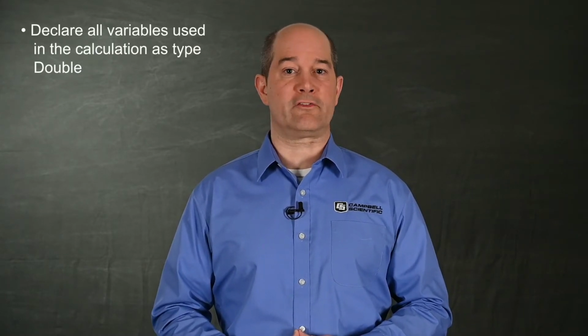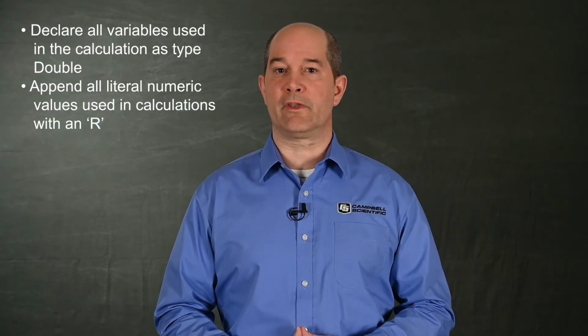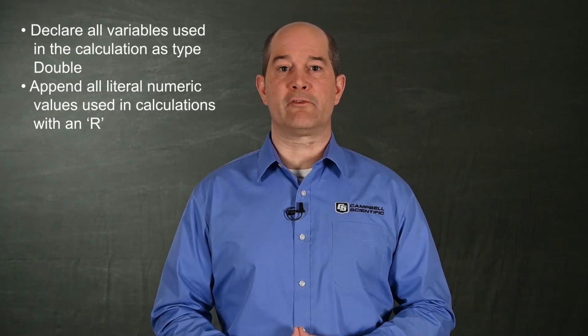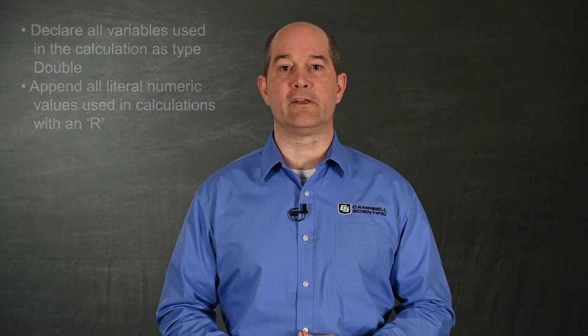To achieve double precision when doing calculations in CR Basic, 2 steps are required. Declare all variables used in the calculation as type double and append all literal numeric values used in calculations with an R. If either of these steps is missed, double precision will not be used in the calculation, resulting in a single precision value. The rounding error caused by single precision might not have a significant impact on the result when the computed value is only used once. But when using that calculated value in subsequent calculations over and over, errors may accumulate, resulting in unacceptable precision.